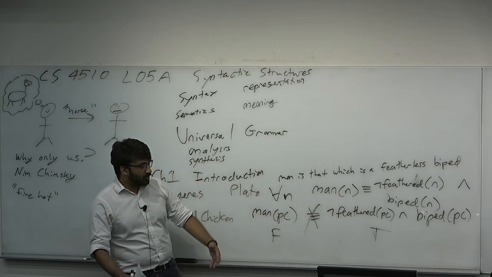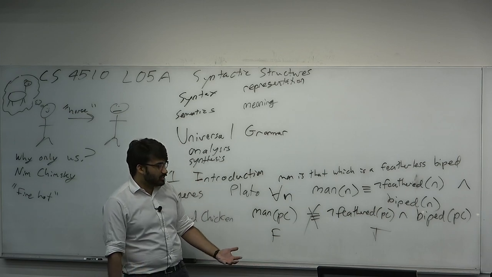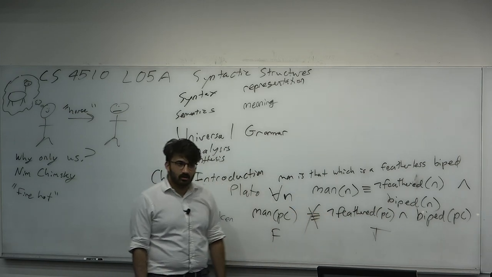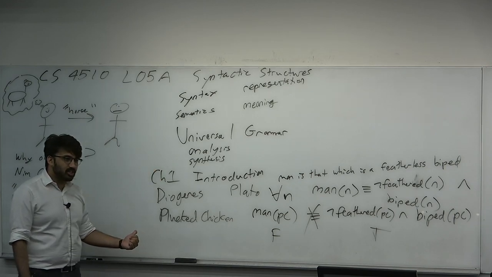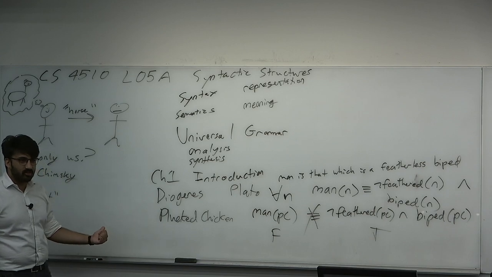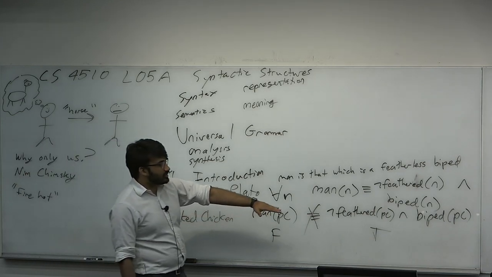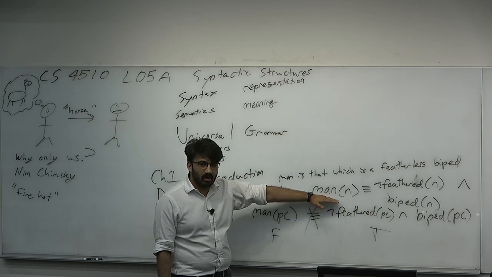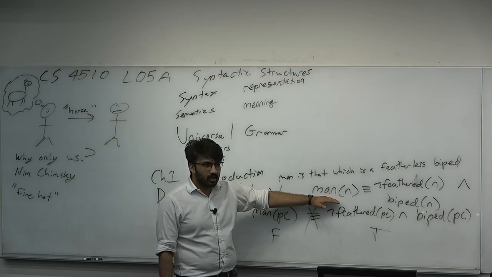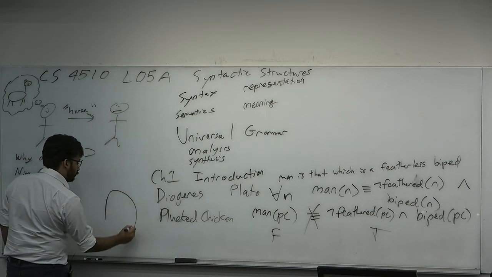Unfortunately, Plato tried to assert that that which is special, that which is a human, is exactly that which is featherless and a biped. But according to Diogenes, a plucked chicken, under Plato's definition, would be a man. The problem is that man is not exactly something that can be easily characterized by simple checks outside of the system. So, if you were to draw a picture of it, here's Plato.